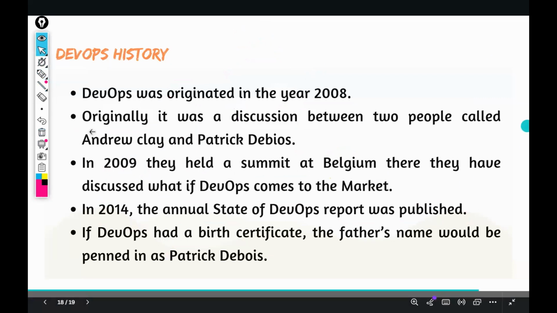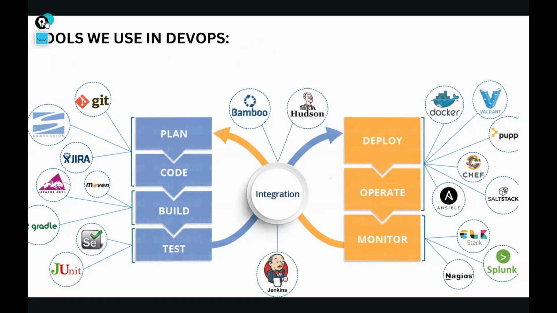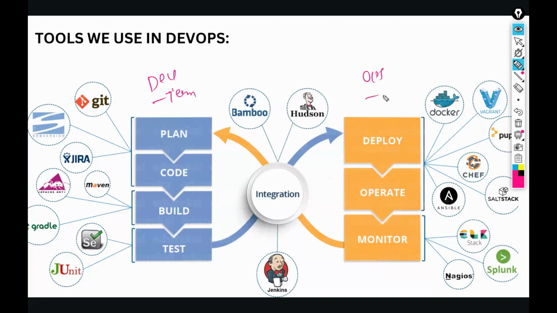So then next, tools we use in DevOps. As we can see here, there will be a number of tools, right? Okay, now let us discuss the tools we use in DevOps, what type of tools we have and also what we are going to learn. So let us see. This completely is the development team, right? This is my development team and this is my operational team.